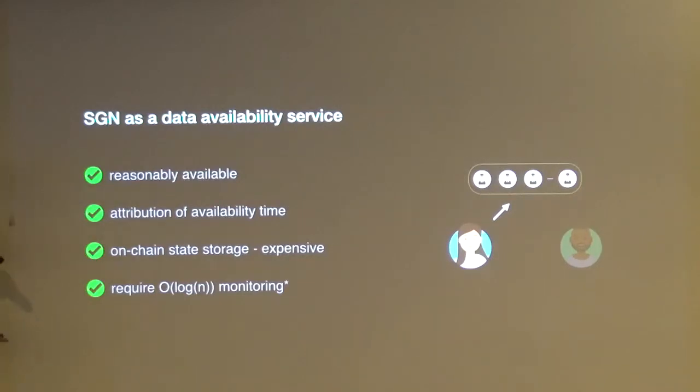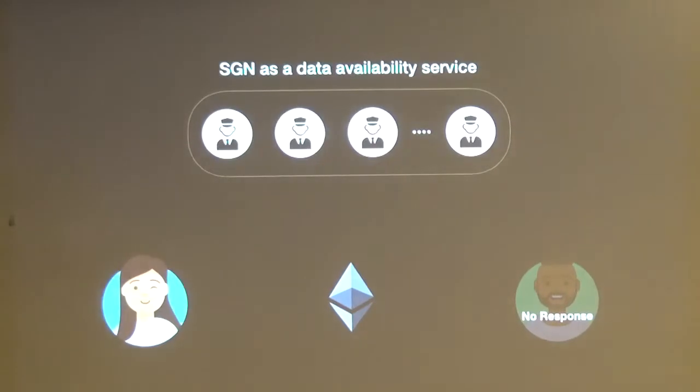And it actually requires only O(log N) monitoring. This is an inspiration we draw from Plasma Cache. So basically, every state has a pre-assigned address. If you're interacting with your counterparty, you only need to monitor this much data, and that is going to be fine.